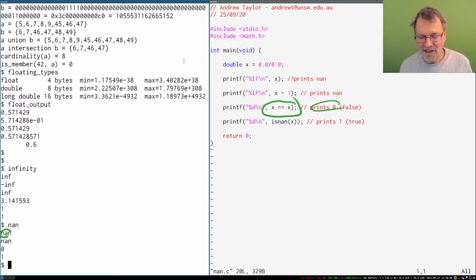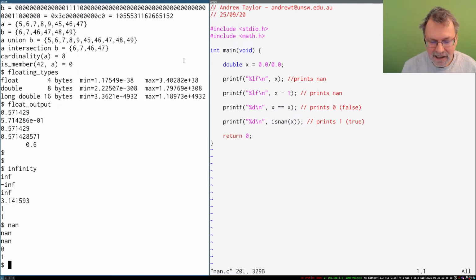How do you know then if you've got a not a number value? You have to go to a built-in function to do that. There's a built-in thing in the math library to say, is my value not a number?